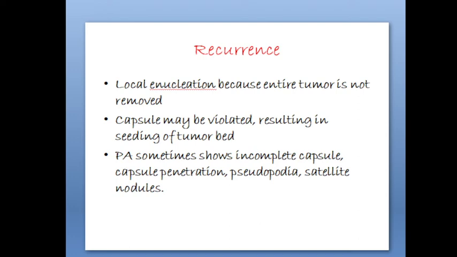The recurrence is also because of improper removal, mostly by enucleation. What is the reason for that? Because the capsule may be violated, resulting in seeding of the tumor bed. This capsule is most of the times incomplete. The capsule penetrates, with tongue-like projections. That means it has pseudopodia, and there are numerous small nodules called satellite nodules. All of these factors can lead to recurrence of pleomorphic adenoma.